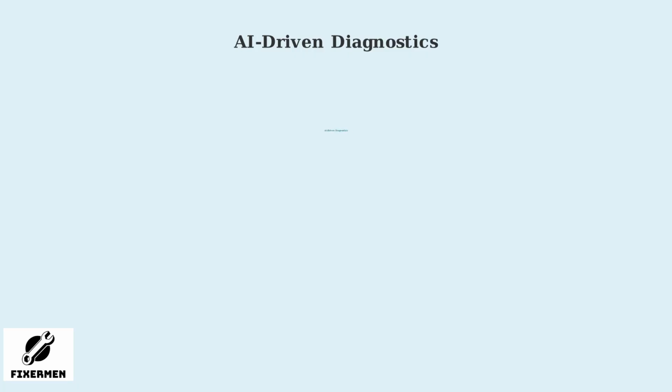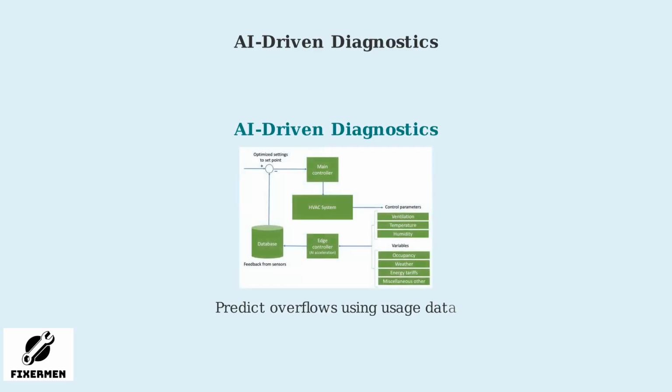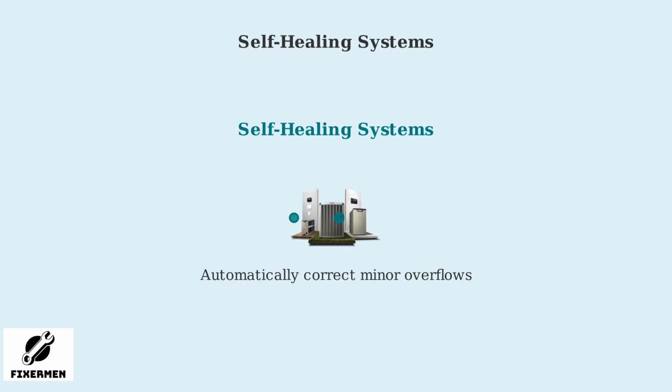The future of HVAC systems includes AI-driven diagnostics that predict overflows based on usage data, potentially eliminating E9 as a common error code. These systems analyze patterns in temperature, humidity, and usage to foresee potential issues before they occur. Lennox and other manufacturers are working on self-healing systems that can automatically correct minor overflows. These systems will detect issues and perform adjustments without human intervention, reducing the need for manual fixes by up to 40%.